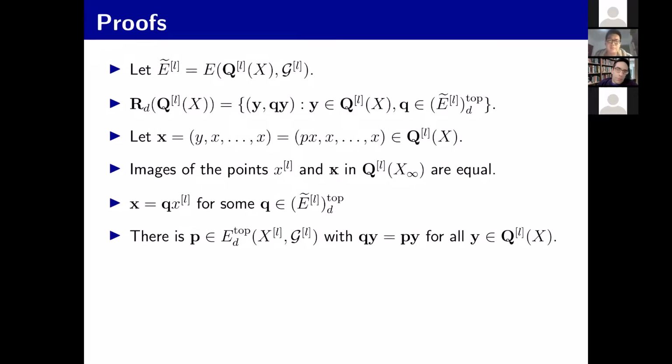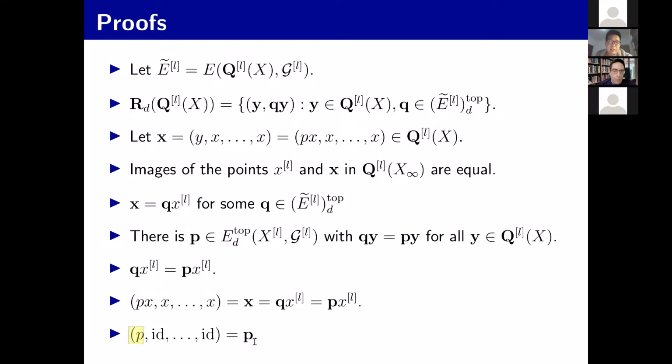So we can find a Q in the last non-trivial subgroup such that x equals qx. And for a larger system, there is also an element such that qy equals py. So we can get this. And we can deduce that p equals this.